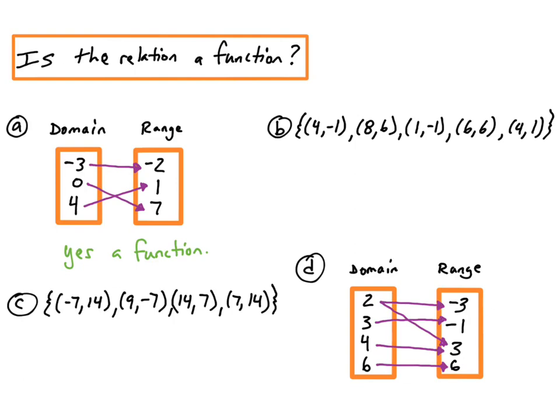So question B, we have a very similar situation here, except it's not done in a mapping diagram, but we can still see whether or not each input, or x value, goes to a unique output. So here we've got 4 to -1, 8 to 6, 1 to -1, 6 to 6, and then 4 to 1. Notice here that the input of 4 is used twice, but it goes to two separate outputs. It's going to -1 and 1, so this is not a function.